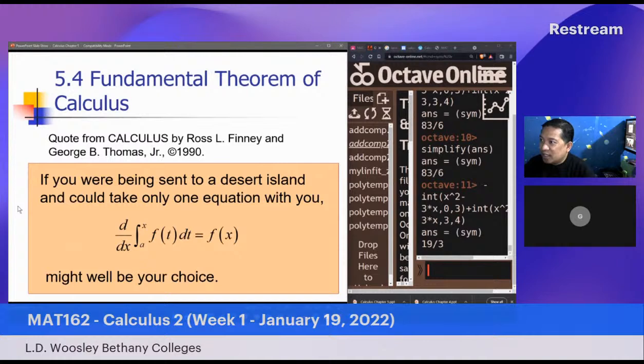Pero, tapos na tayo. If you're being sent to a desert island, you would take only one equation with you. This will be the choice. So the derivative of the integral of f of t with respect to t is f of x. No? Kasi nga, ito yung baliktaran, no? Yung fundamental theorem of calculus. No? Dito nakabatay. So yung reciprocity of function or operation for both integration and differentiation.